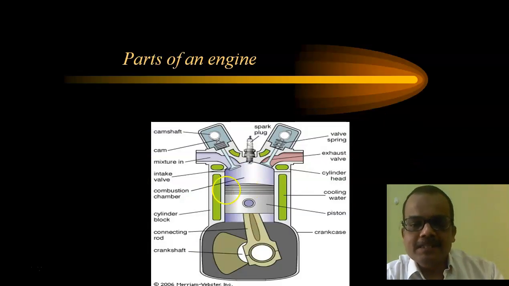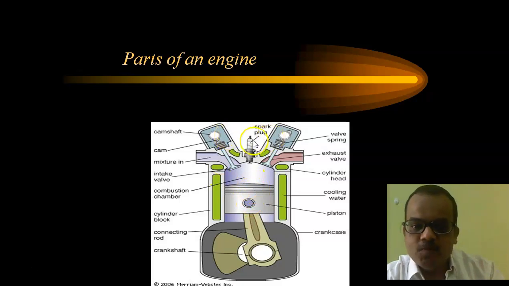Now here you can see the figure of an engine and various important components of an engine. The main components of the engine are the block, then the crankshaft. This is the crankshaft. This is the block. Now this is the cylinder in which the combustion takes place. This is the piston which reciprocates inside the cylinder.